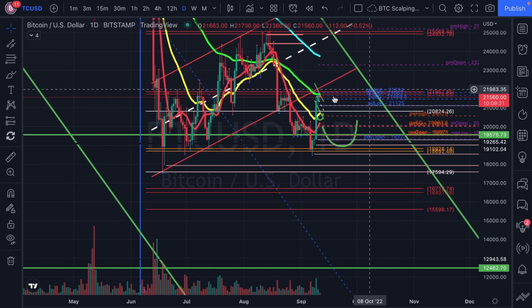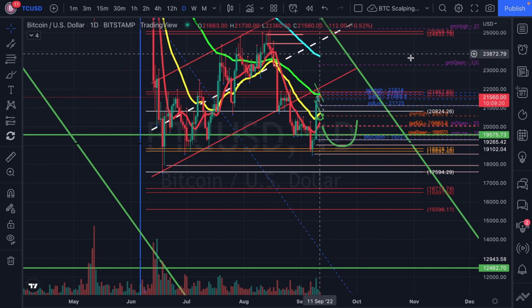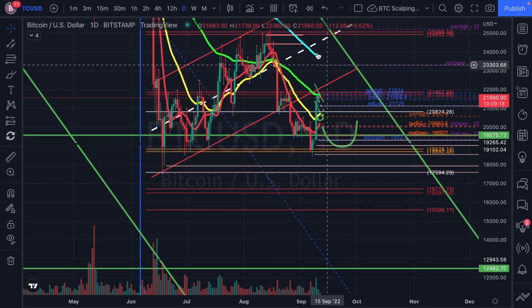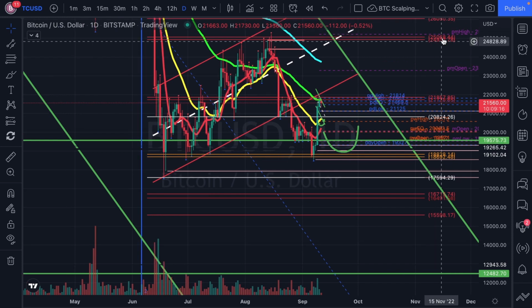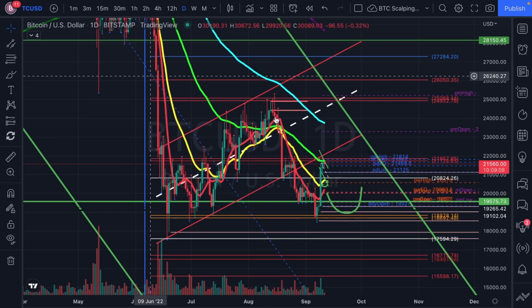If we do claim this level and we have opens and closes above it and we break back into this channel, you have a little bit of resistance here at the prior monthly open at 23,300. That'll also be the 100 EMA. If you can claim that, then you're looking at 25,000 retested, and that's basically where we broke down from. Okay, if you claim 25, then this whole thing will look like a W.